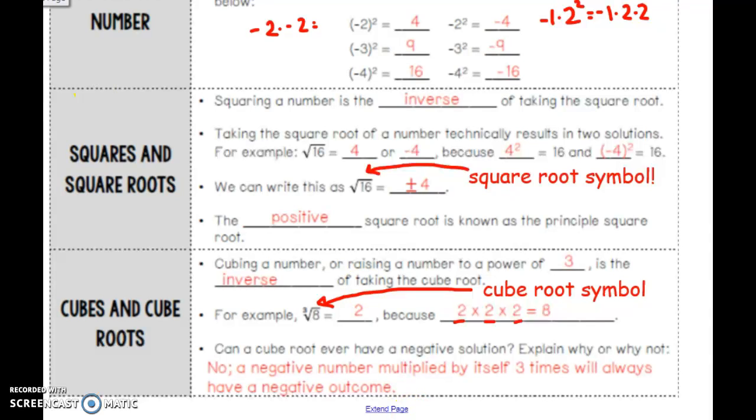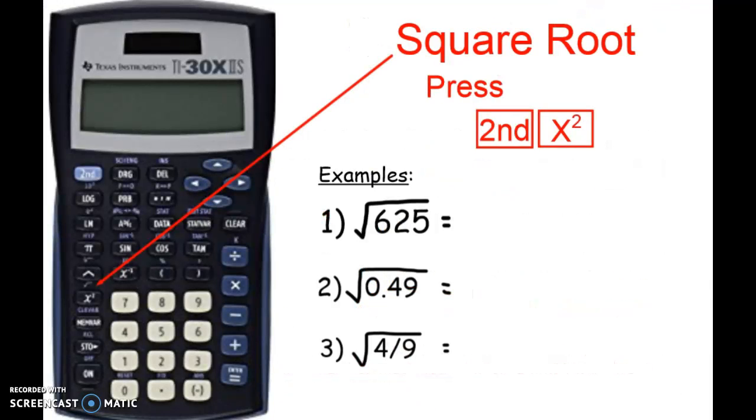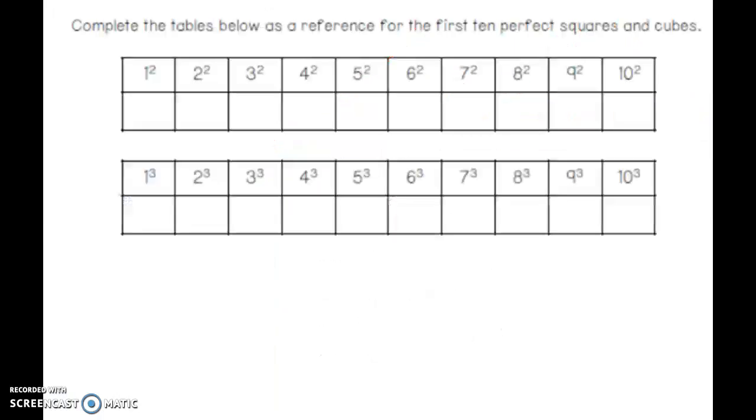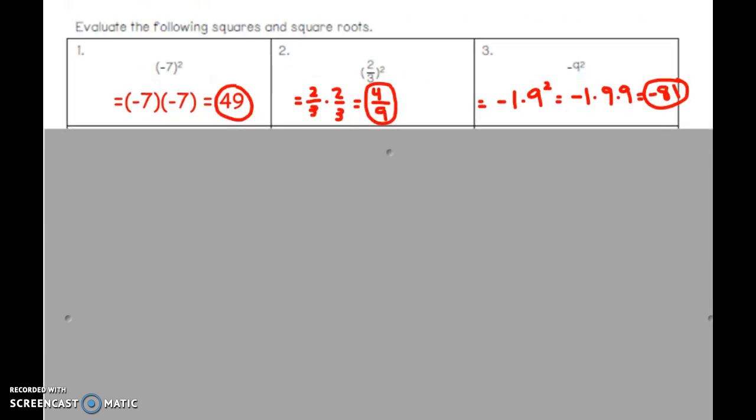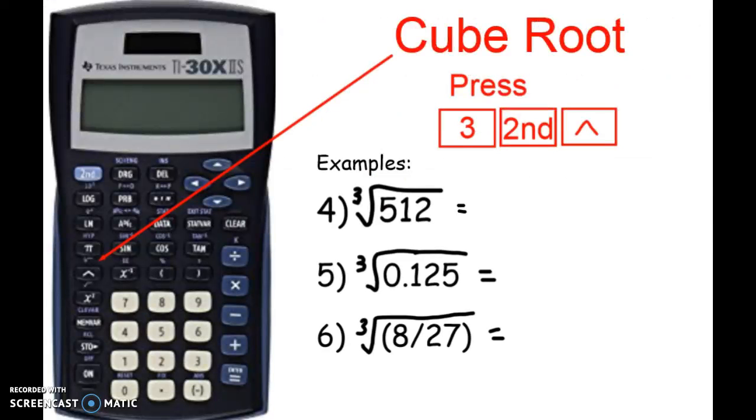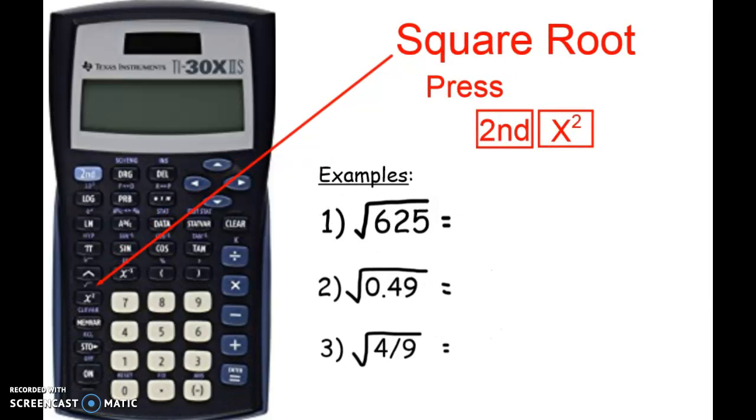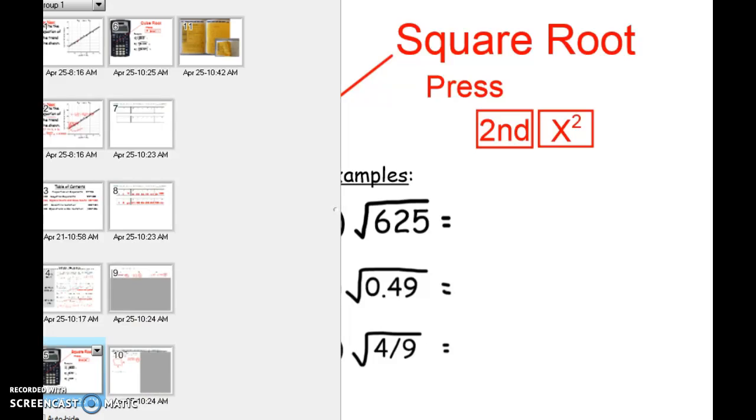Now, these examples are not printed on your note sheet, so what I'd like you to do is take the second note sheet that I gave you. It has some of this stuff on it, and what you're going to do is flip it over, and put these examples on the back. This is how you'll use your calculator to find square roots, and this is how you'll find cubed roots.